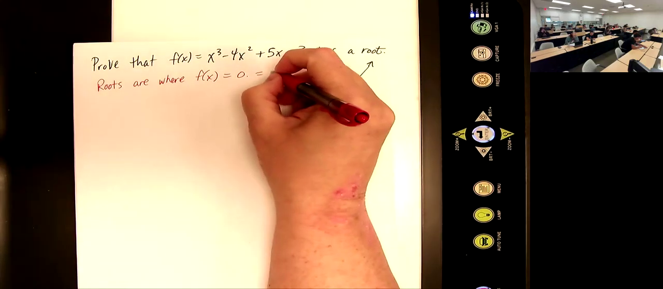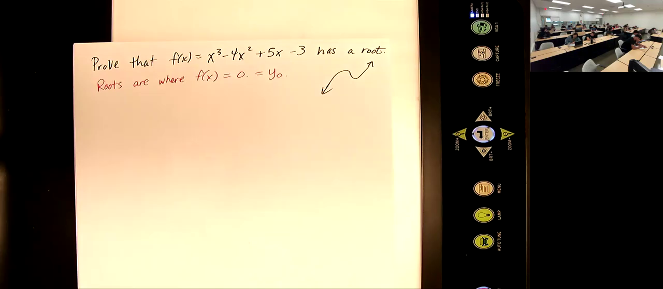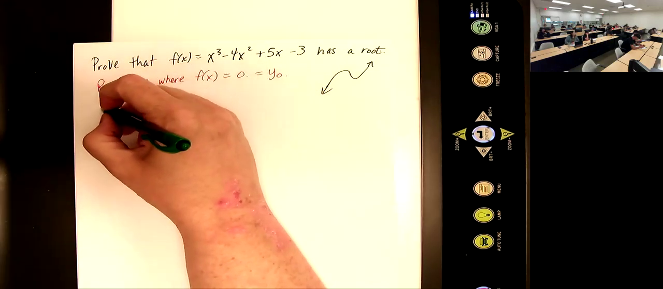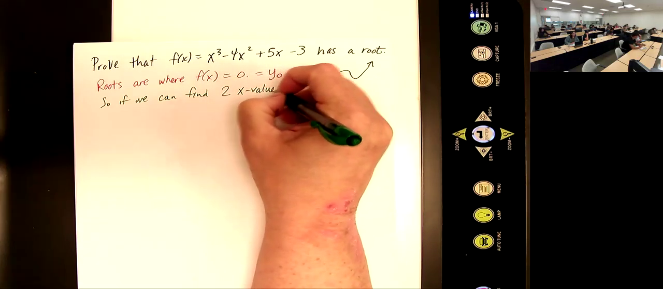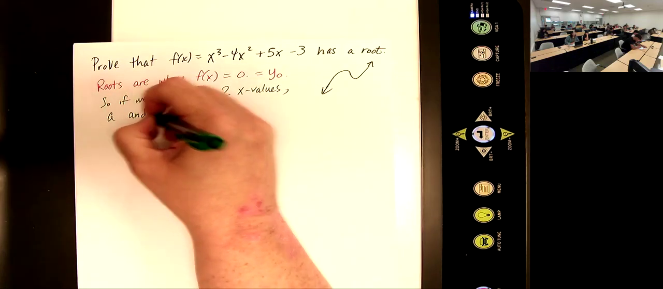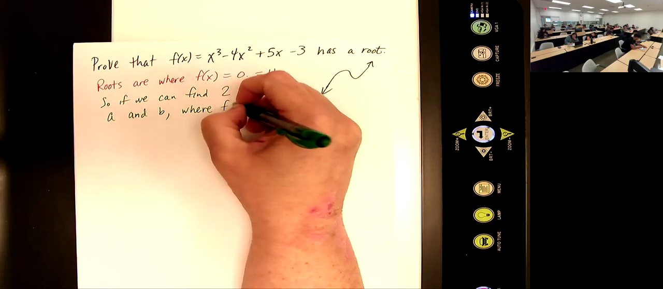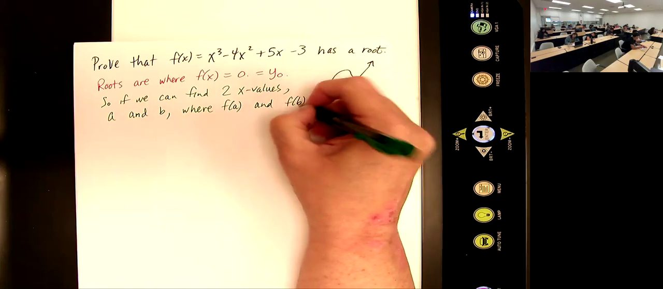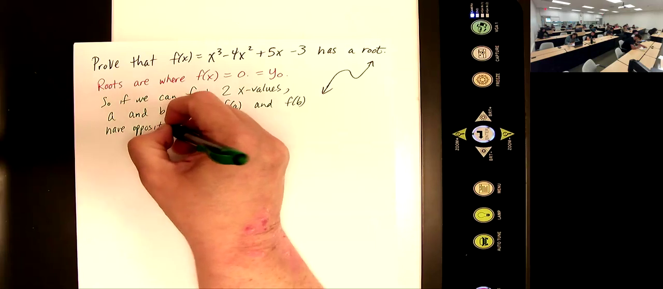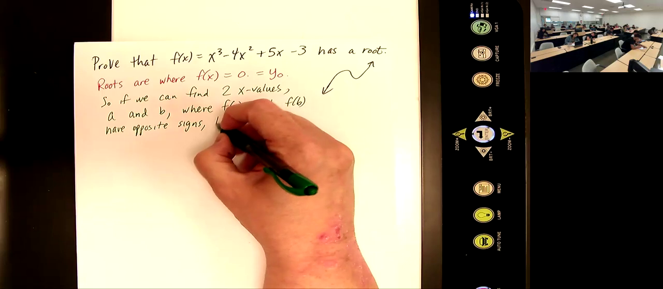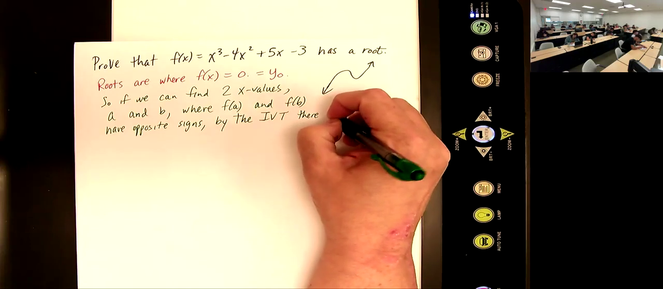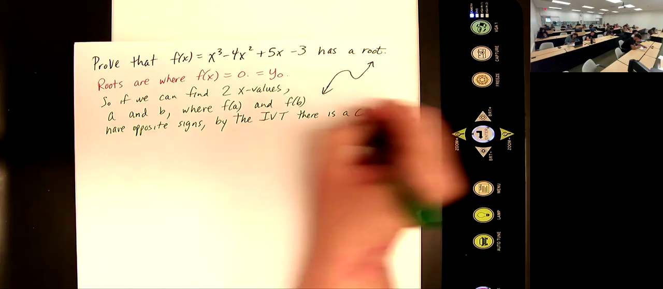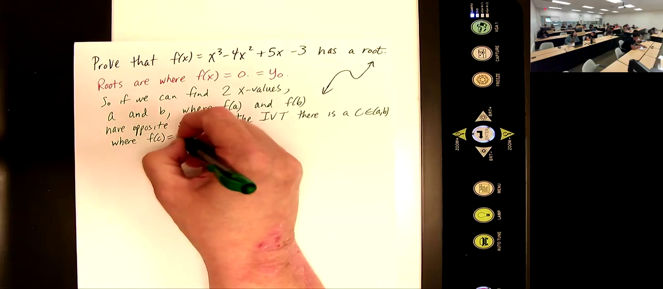Let's call that our y naught. So if we can find two x values, a and b, we'll call, where f of a and f of b have opposite signs, by the intermediate value theorem, there is a c in (a, b) where f of c equals 0. And thus we have a root.